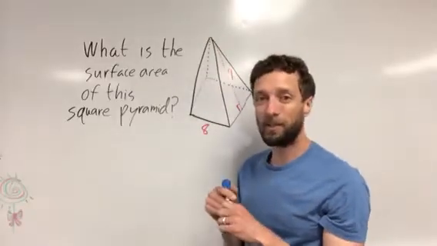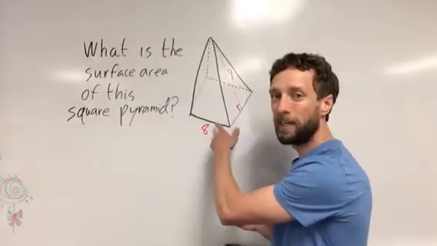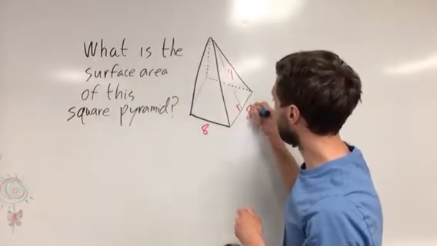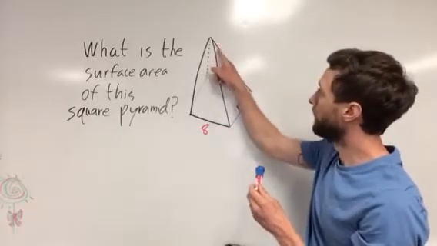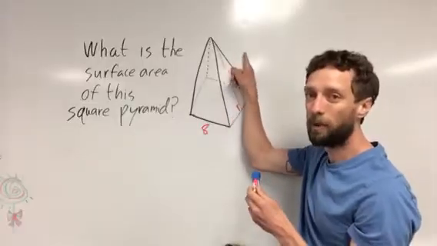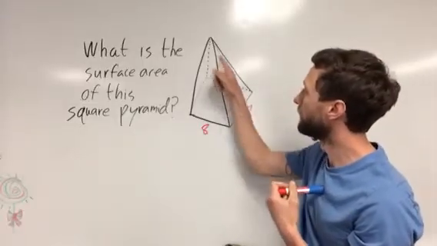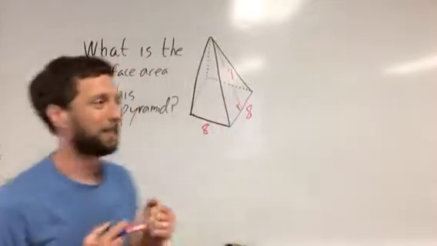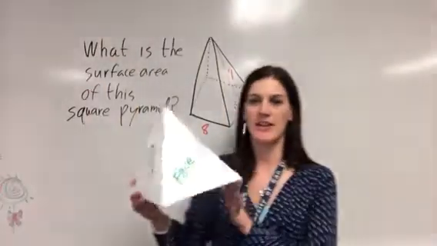And since this tells us it's a square pyramid, we know that if this length is 8, this length is also 8. And this right here is representing the height of one of the triangles. So the height of the triangle is 9. So let's actually look at what this would look like in 3 dimensions.